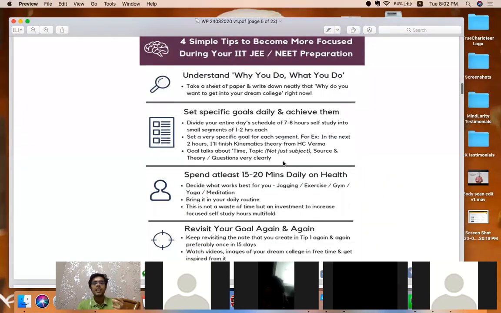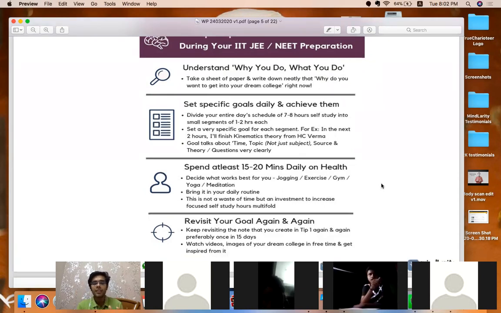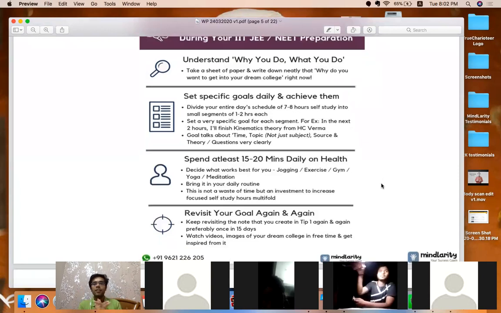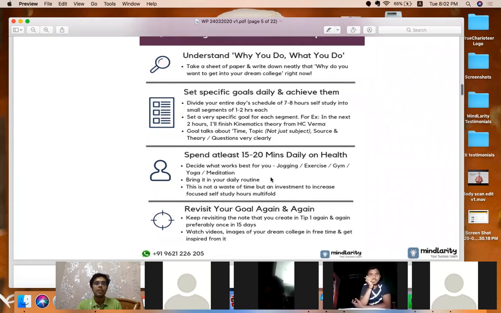So then comes the set specific goals daily and achieve them. So जब आपने देख लिया what is your why, start writing your daily goals on paper and try to achieve them. So divide your entire 7 to 8 hour schedule in small segments of 1 to 2 hours each, and each of these segments should have a very specific goal. So in the goal, you mention the time, you mention the topic, you mention the source, and whether you are going to do theory or questions. So this is how you need to create your daily goals.